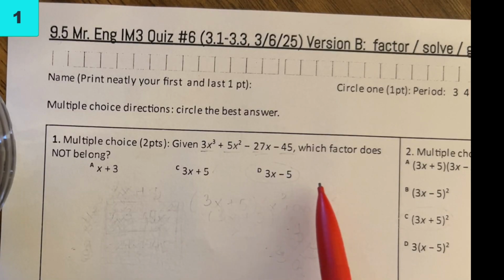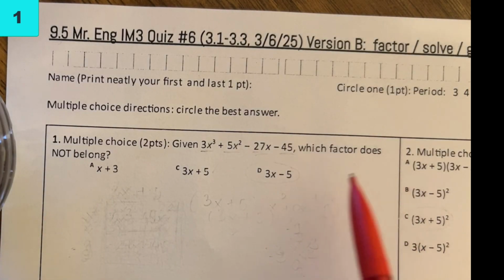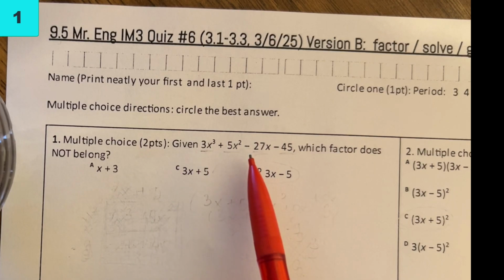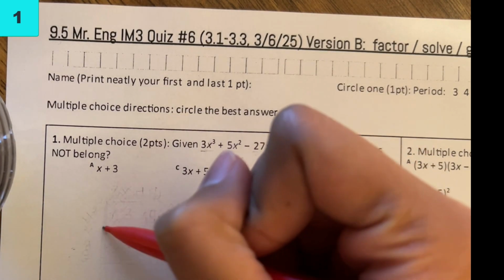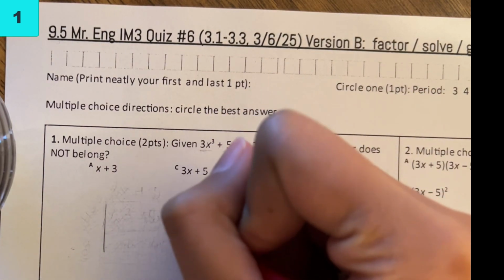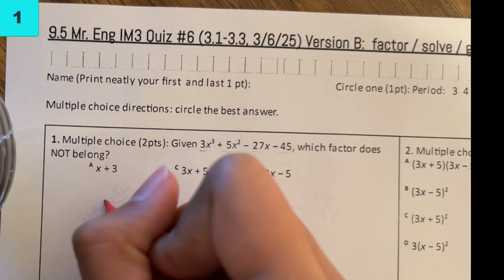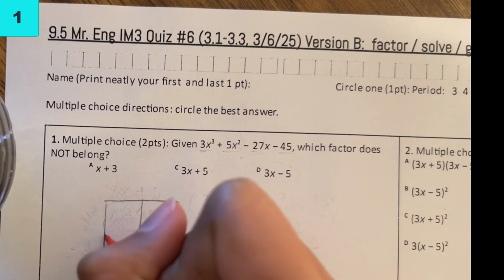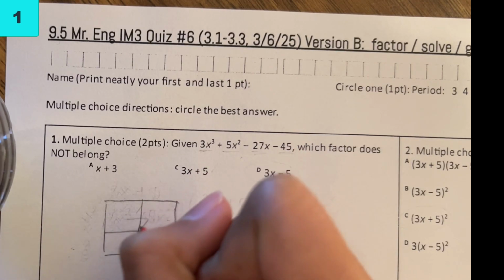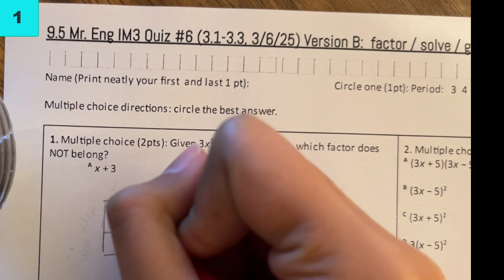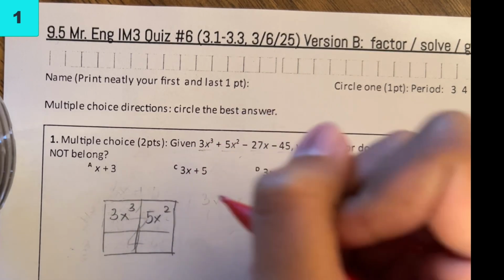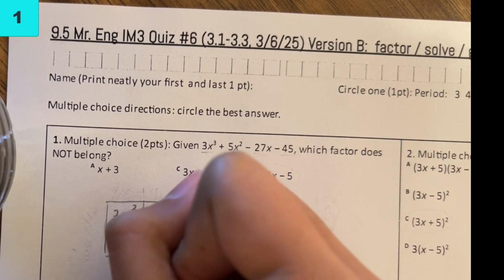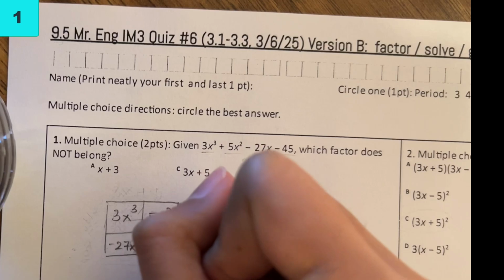The question is, which factor does not belong? So we need to solve this math. So they have 4 terms, so we need to put it in the box. Like this. So I put 3x cubed plus 5x squared negative 27x and negative 45.